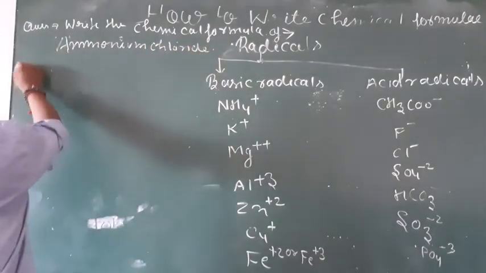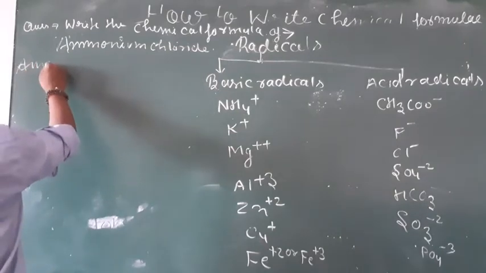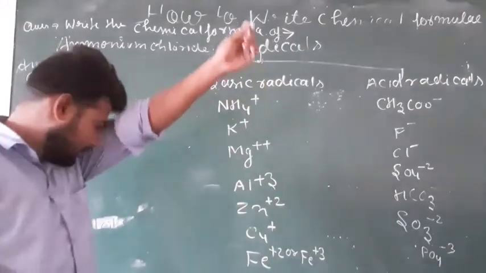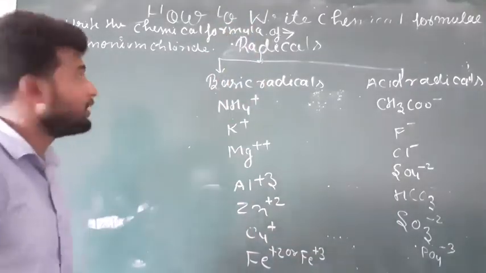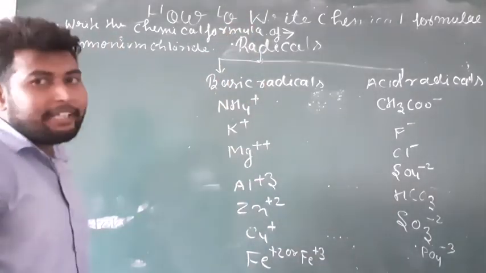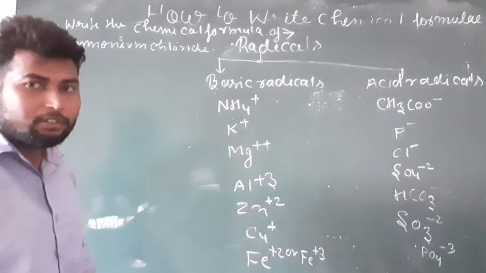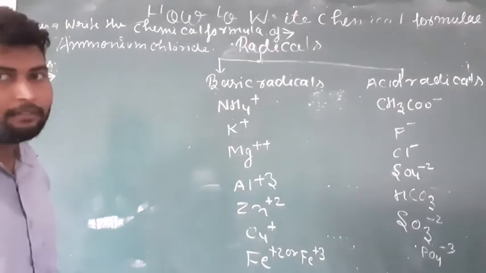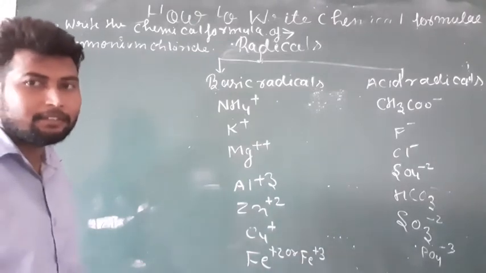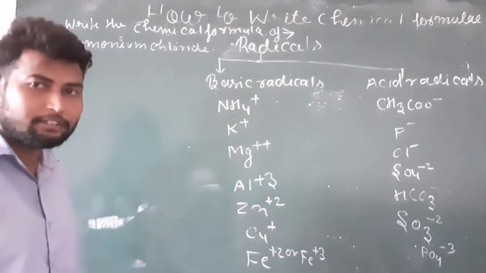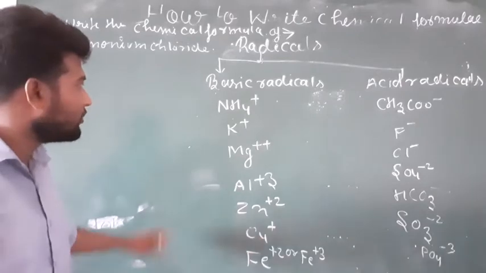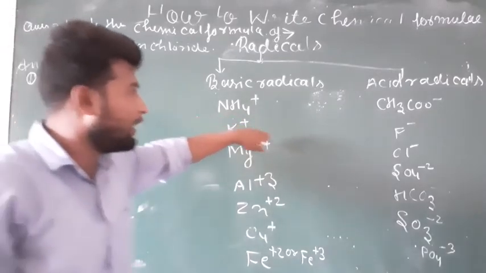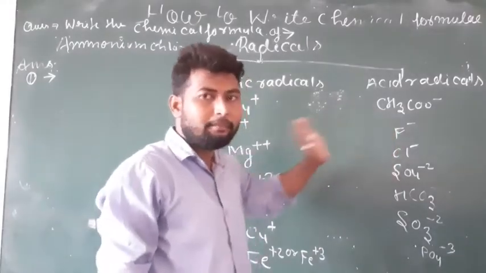So according to the rule, you apply the first rule. Suppose the question is given: write the chemical formula of ammonium chloride. So what do you do? You follow the rules. According to the rule, first write the basic radical symbol, then the acidic radical symbol. Where do you get the symbols? Here, the ammonium symbol is NH4 plus and the chloride symbol is Cl minus.